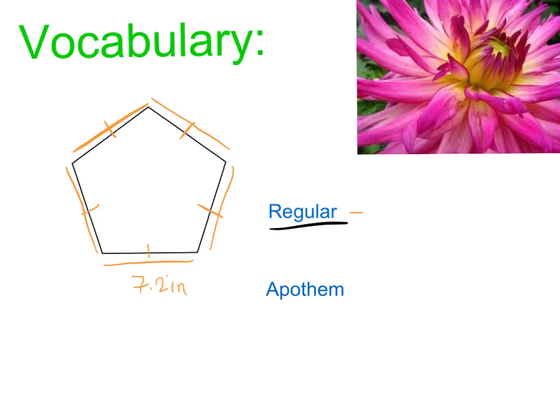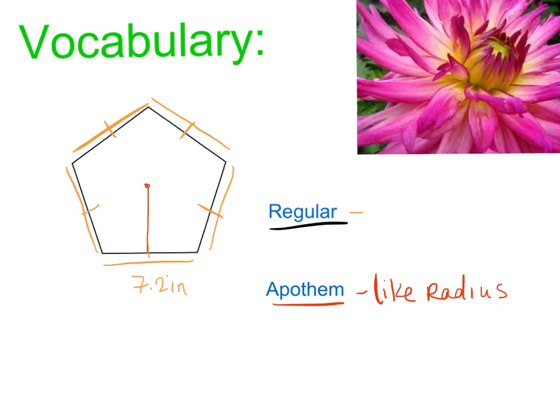The next vocabulary word I want to go over is the apothem, and this is kind of a new idea. I want you to think of the apothem as being something that's kind of like the radius. So I'll write that here. It's like a radius. The radius of a circle has this quality. It starts at the center, and then from the center of the circle, it goes down to the edge.